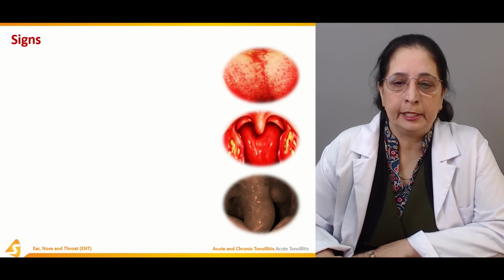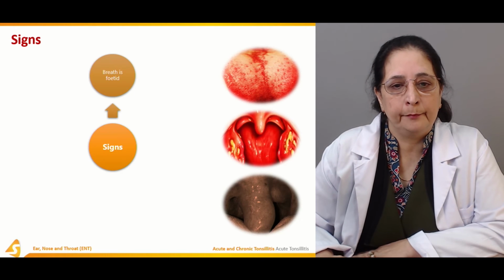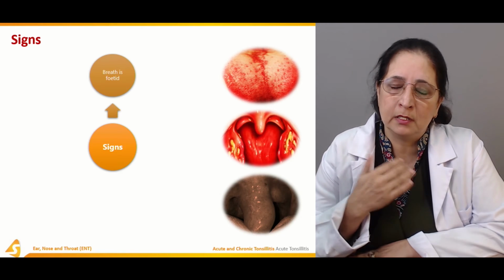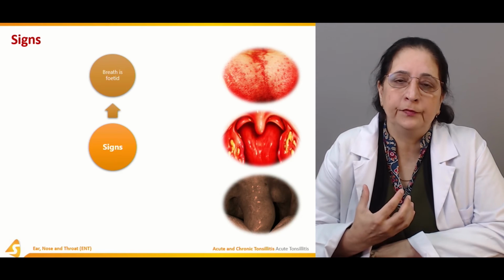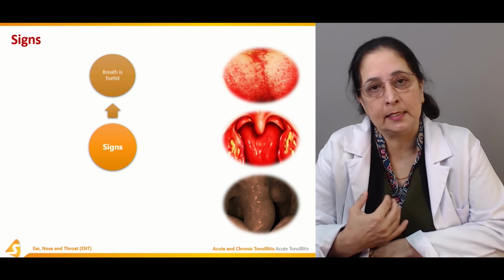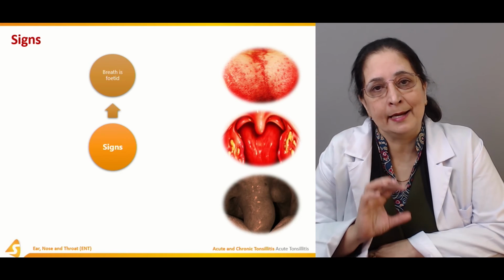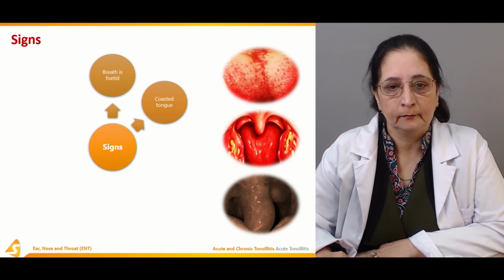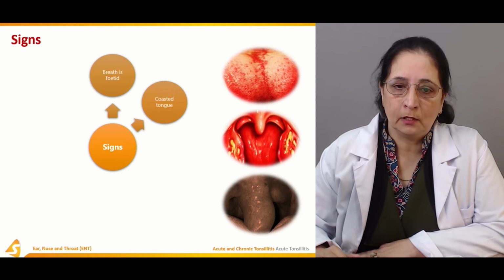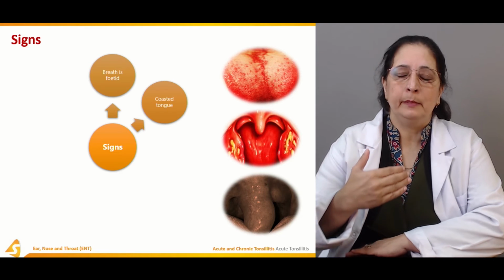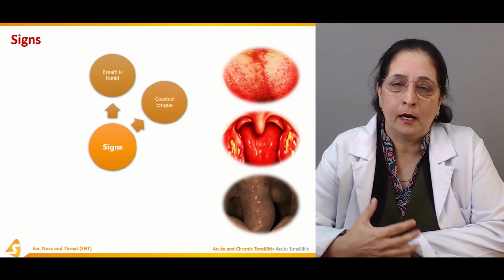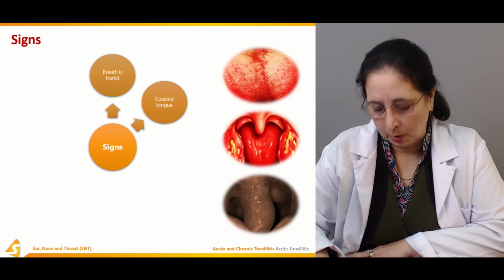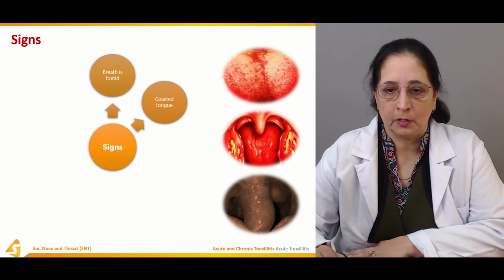Signs of acute tonsillitis: breath is fetid, foul smelling breath. That's very common because of the infection of the tonsils. There is infection present, pus present, that leads to very bad foul smelling breath. Coated tongue. Tongue is often coated because the breathing is difficult. That hard breathing can sometimes lead to the coated furry tongue also, and because of poor hydration also.